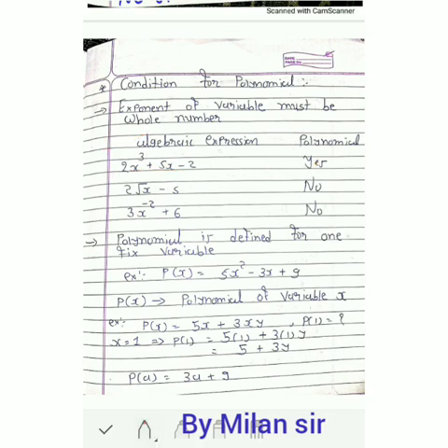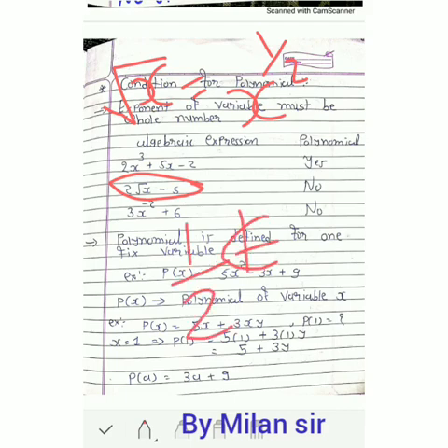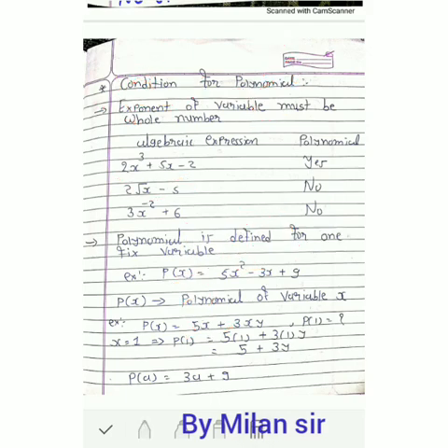In the second example, here I am writing 2 under root x. Now under root x means x raised to 1 upon 2. Now 1 upon 2 does not belong to the whole numbers. W is the set of whole numbers. Because the answer of 1 by 2 is 0.5, it is not an integer. That's why 2 under root x minus 5 is an algebraic expression but not a polynomial.